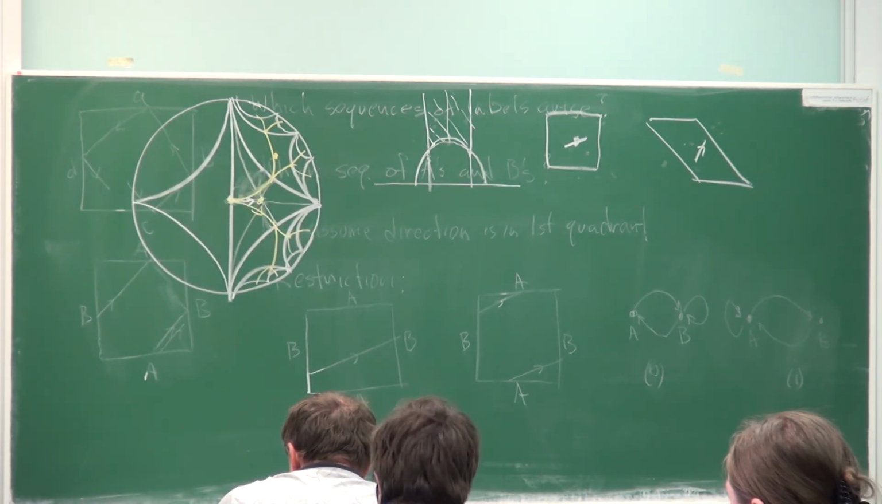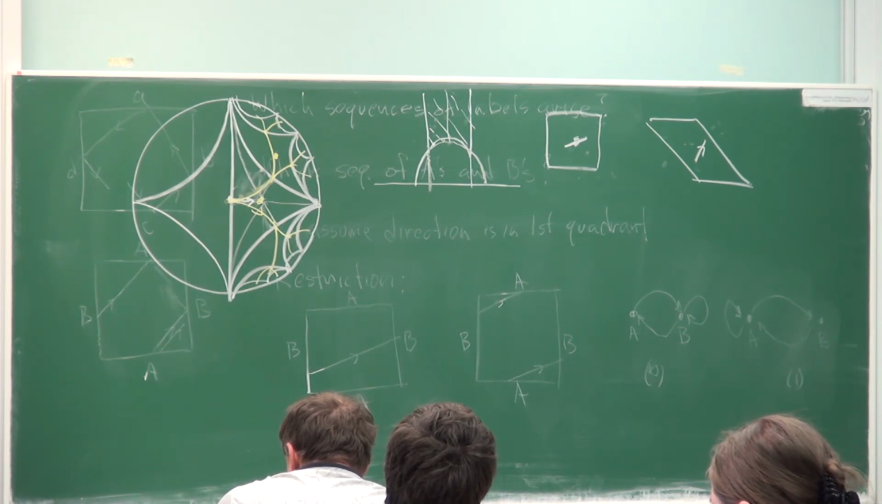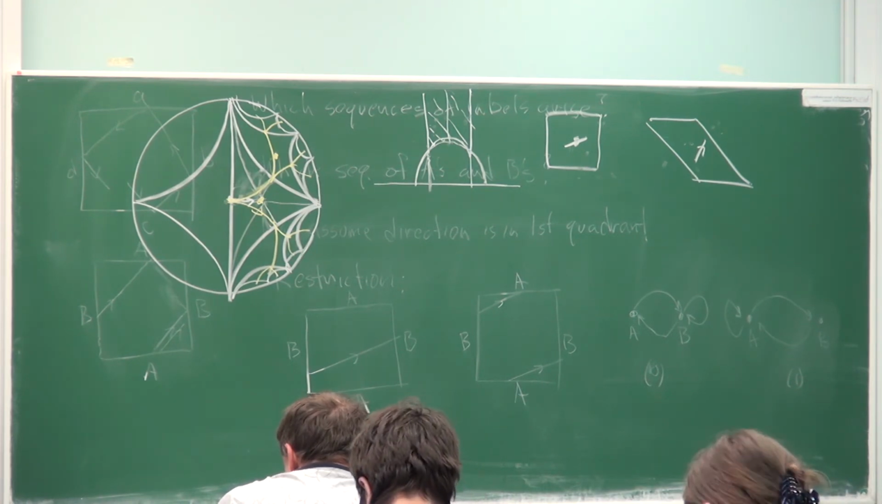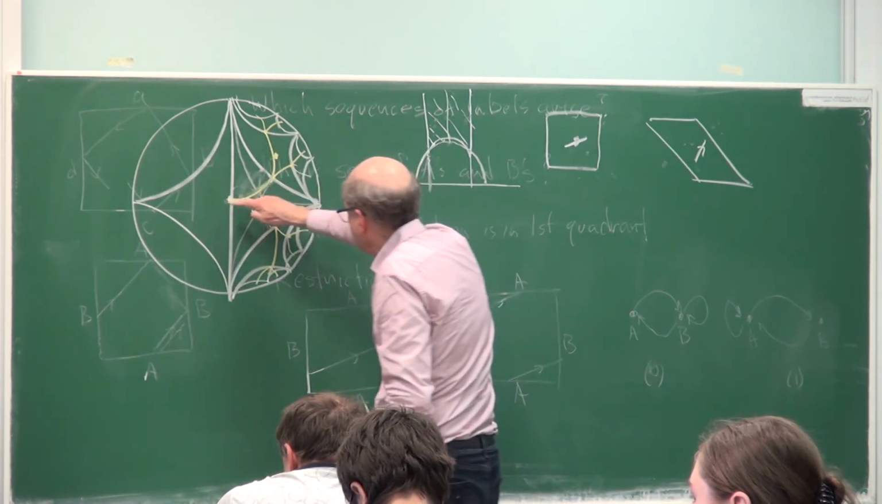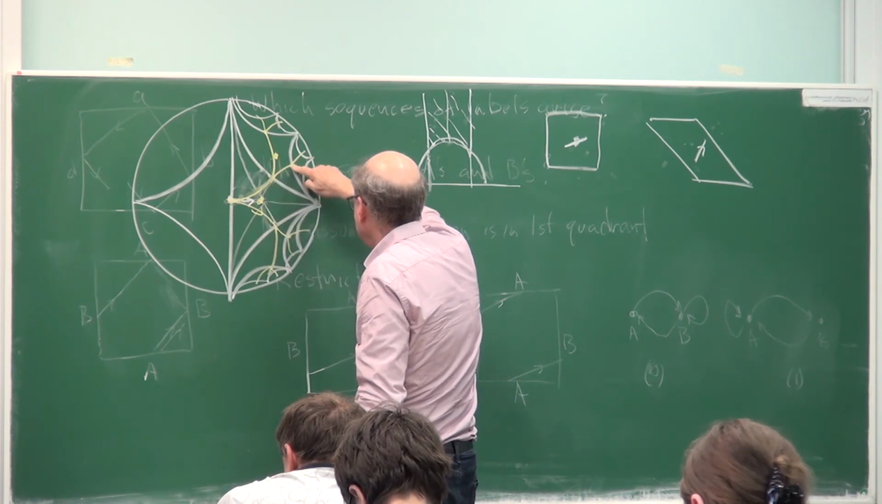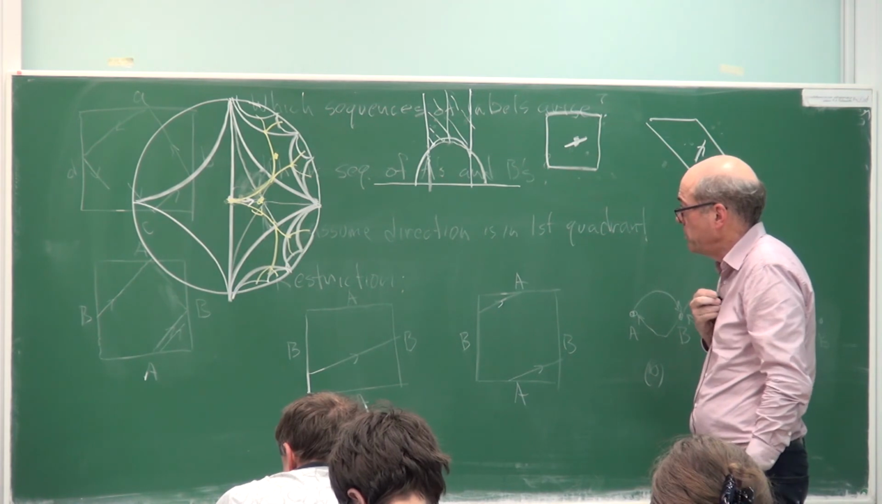An interesting special case is the path that alternates right and left at each point.